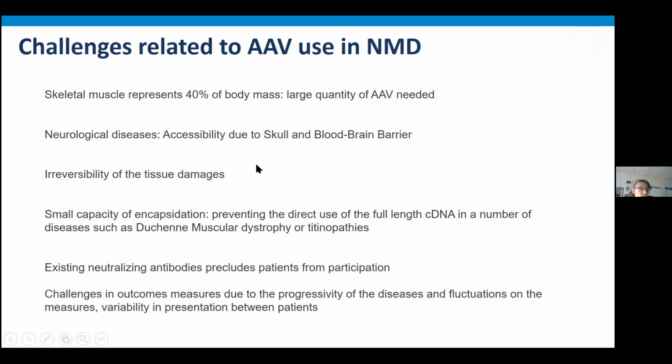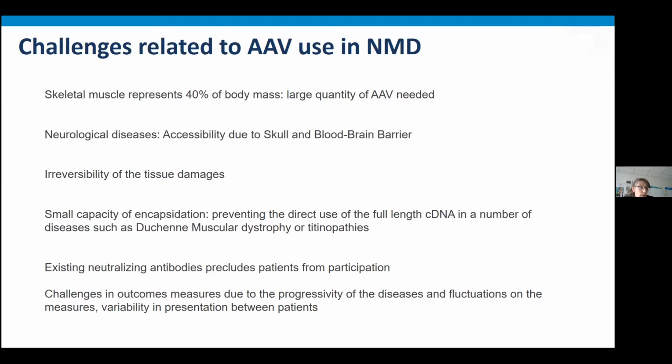One thing also, and this has been shown in SMA, is that it would be better to treat as soon as possible, to be able to have a full reversibility of the disease and to avoid facing the irreversibility due to too much tissue damage. Another element is that the AAV has a small capacity of encapsulation, so you cannot put a large gene in it, and this prevents the direct use of the full-length cDNA in a number of diseases, especially in Duchenne muscular dystrophy and also another muscular dystrophy, which is titinopathy.